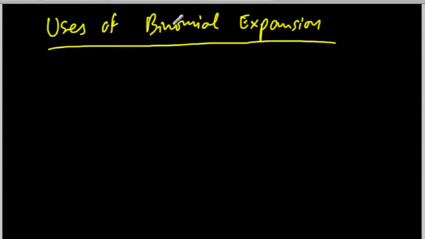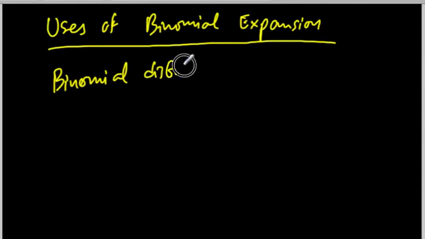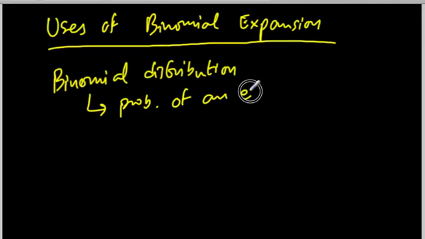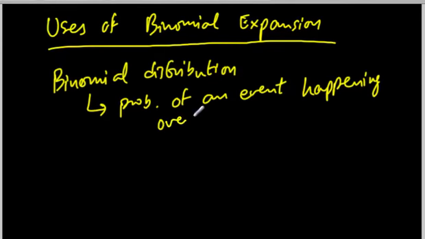One of the uses of binomial expansion is in probability theory. We have something known as the binomial distribution. We'll go over it a little bit later when we do probability theory, but basically this is the probability of an event happening over a number of trials.